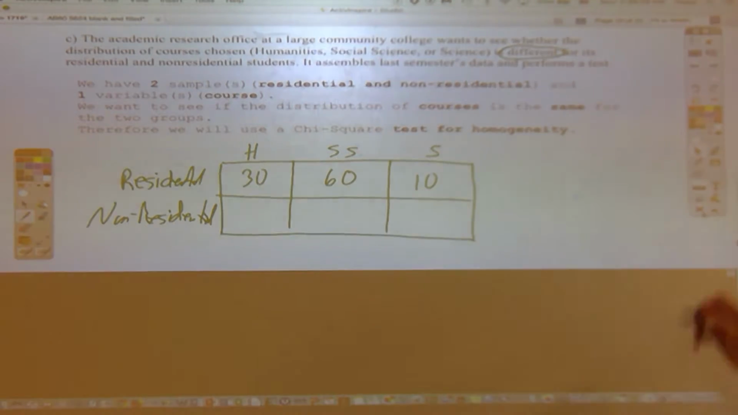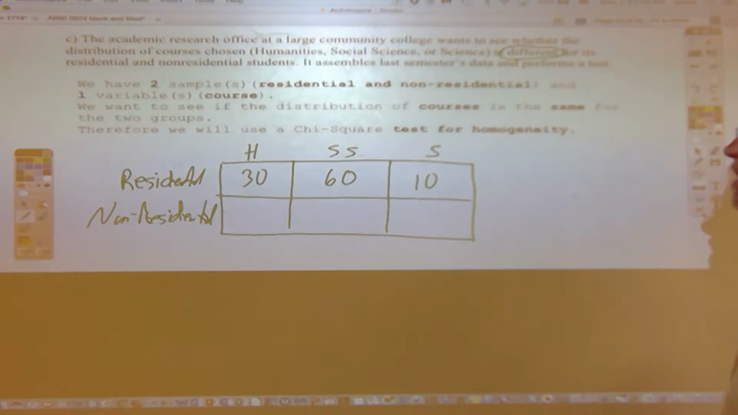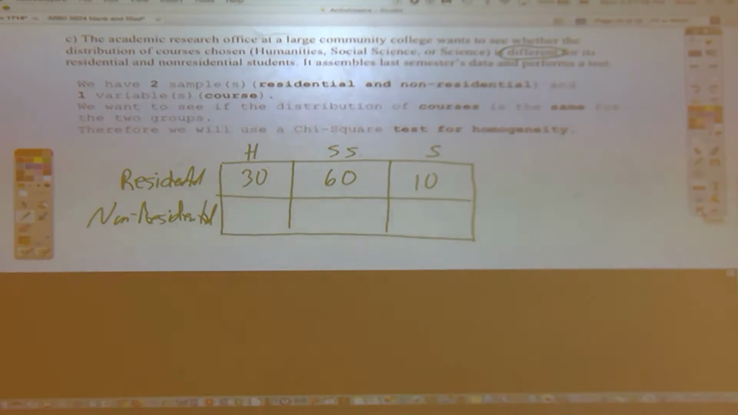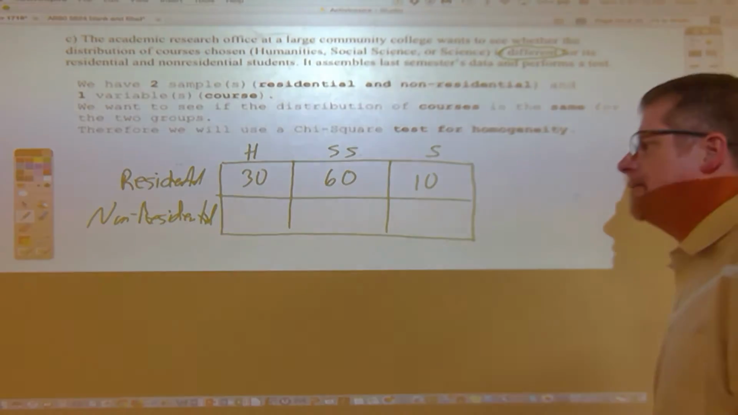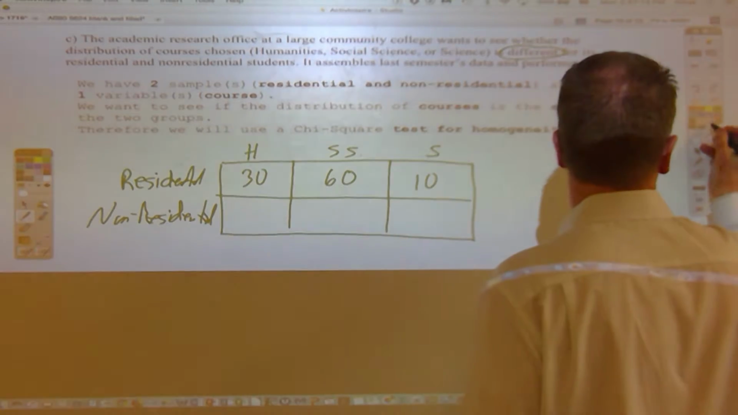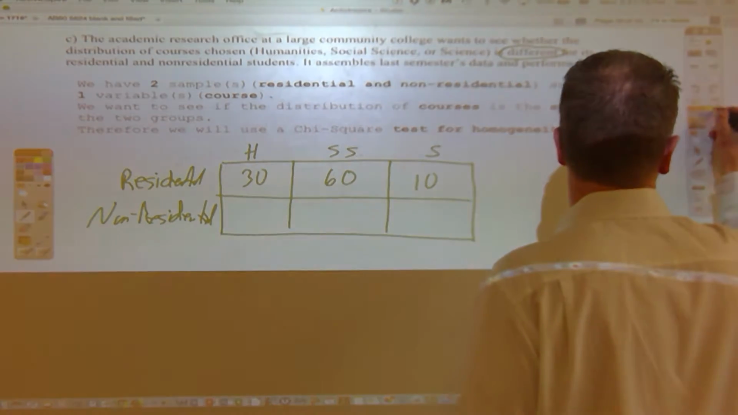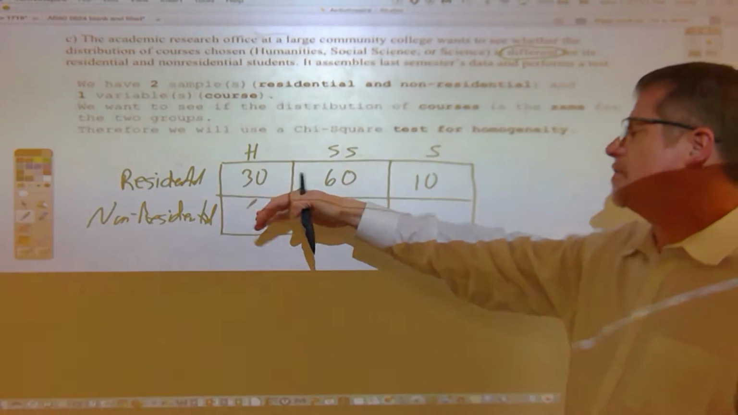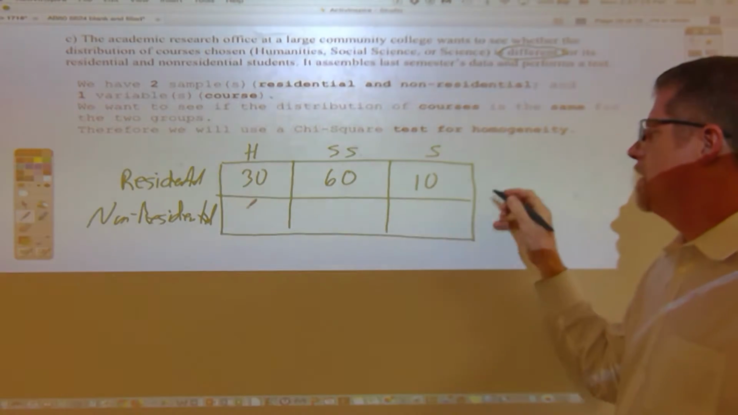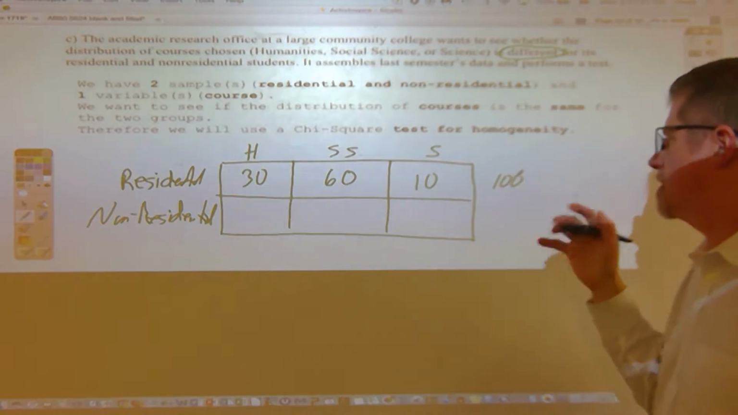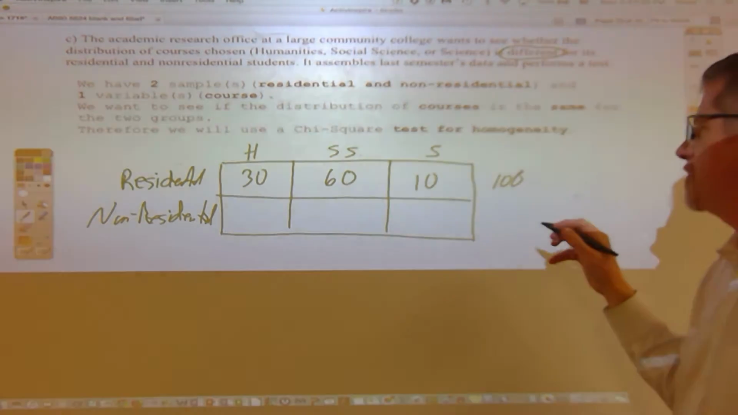So, how about the non-residential students? And they don't have to sign up for the same number of courses. They could sign up for a different number of courses. So far I've got 30%, 60%, 10%, and that's out of a total of 100 students, or 100 courses signed up. We don't know how many students, we just know number of courses.